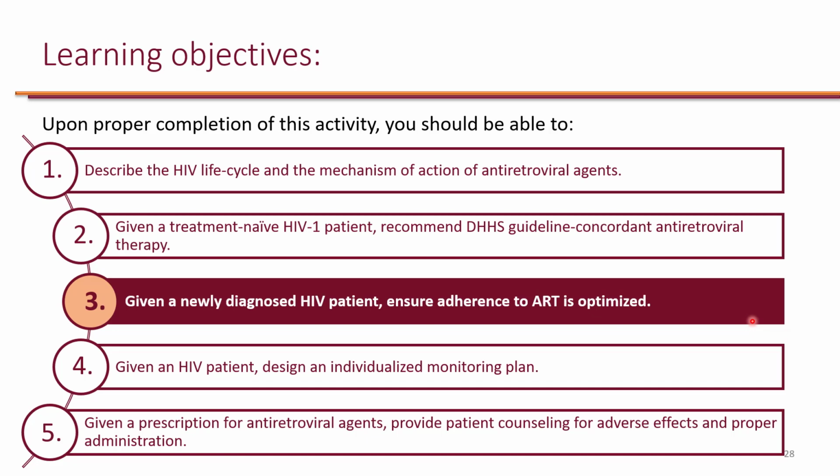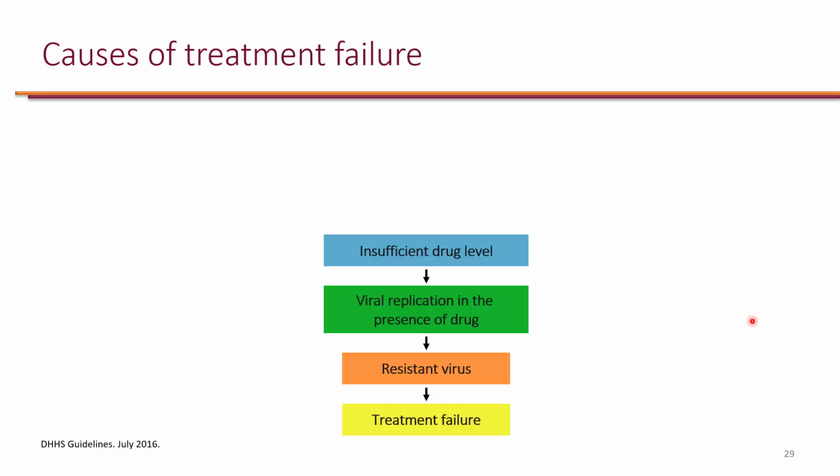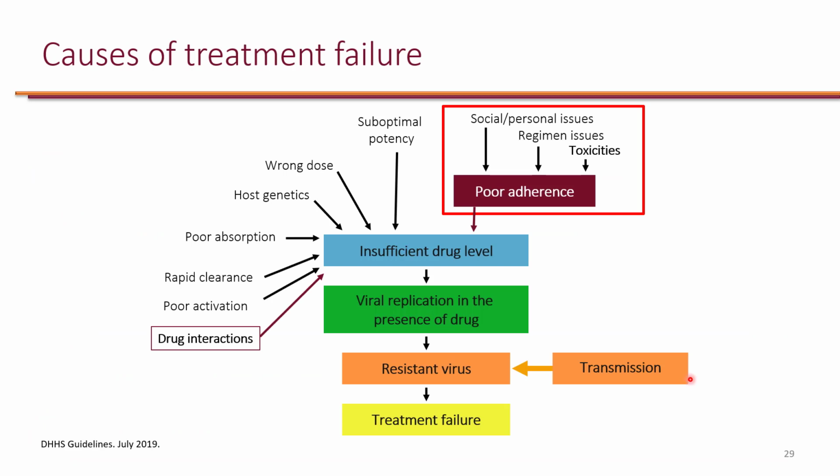We looked at the HIV life cycle and the mechanism of action of antiretroviral agents. We looked at the DHHS guideline recommendations for treatment-naive HIV patients. Now, given a newly diagnosed HIV patient, ensure adherence to ART is optimized. Let's take a look at some causes of treatment failure.